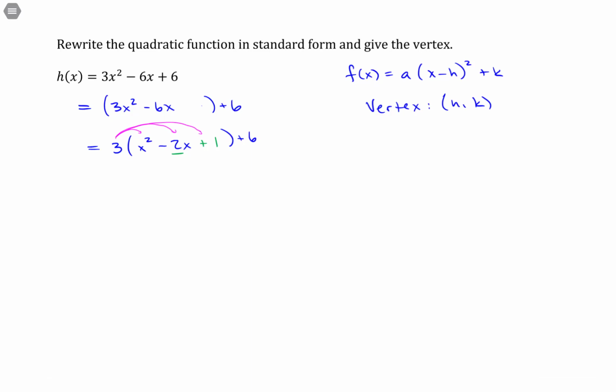So adding 1 here actually means I'm adding 3 to this side of the equation. So in order to balance that out, I have to subtract 3 on the outside. And now we're pretty much done. The perfect square trinomial here factors very easily.